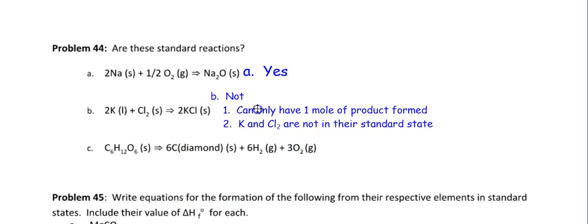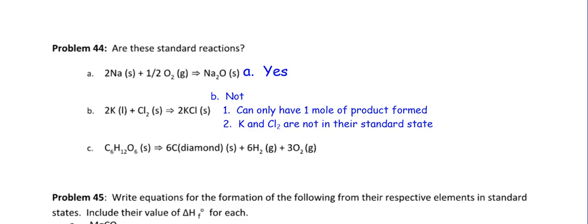So it is not. Why? Because you can only have 1 mole of product formed. I have 2. Potassium and chlorine are not in their standard states. So why don't you jot down letter B and fix it? So make letter B a standard reaction. Go ahead and do that.